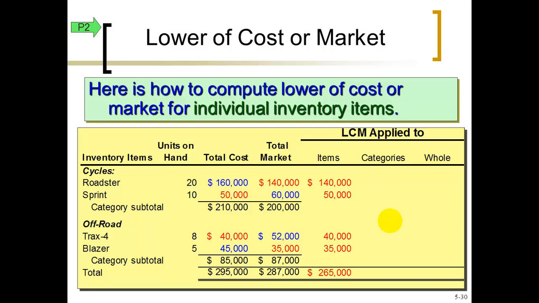So here's a kind of summary, at least for the first one. In the case of category, what's lower is 200,000. What's lower is 85. Or here for the whole company, what's lower is 286.